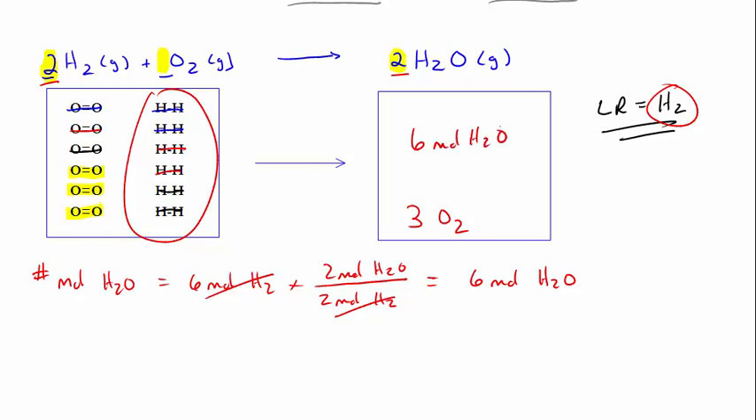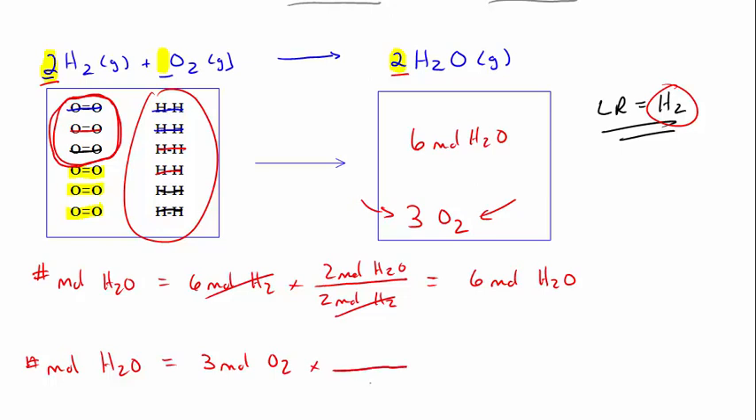Great. We should be able to double check to make sure this is right, because if you think about it, we also know that we used 3 moles of oxygen. So we should be able to find the same information if we looked at it from the point of view of oxygen. So the number of moles of water we can make from 3 moles of oxygen. Notice it's not all 6 moles of oxygen because there's still 3 left over right here. We've only used 3. This 3 right here have been used. So 3 moles of oxygen.